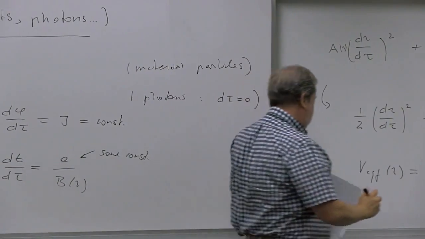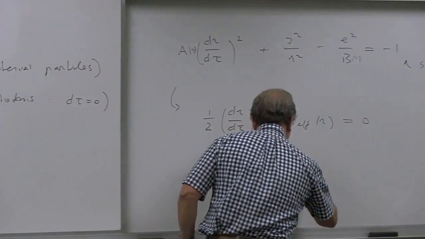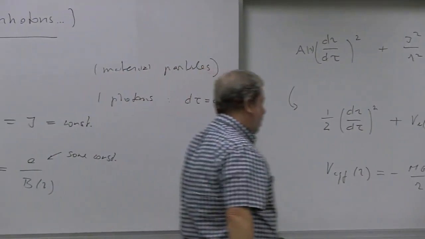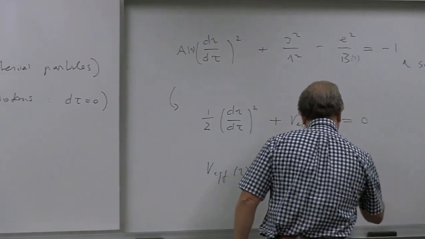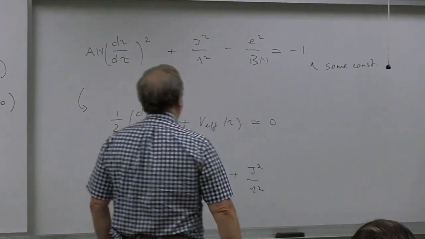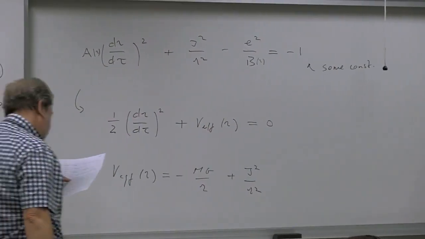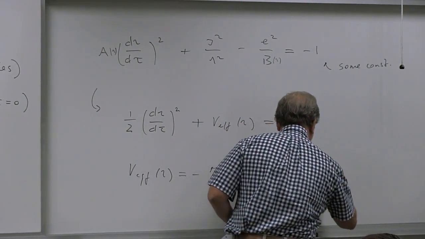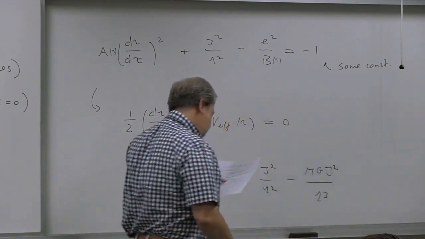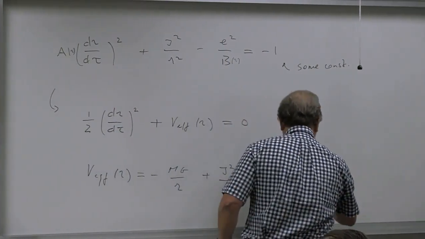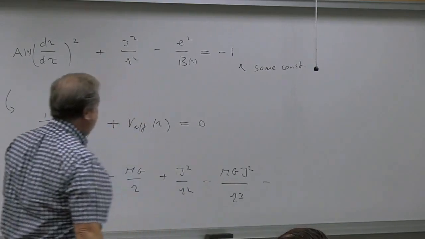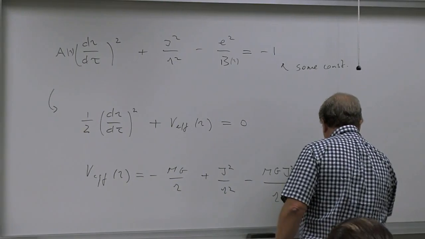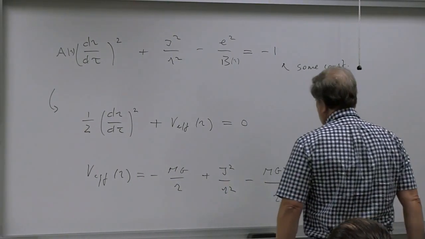So V effective is equal to minus MG over r, which is the standard Newtonian potential. Then we have the centrifugal barrier term, plus j squared over 2 r squared, which is what appears up there already. And then a new correction, which is minus MG times j squared divided by r cubed. And then this constant, because we chose not to put it in this equation explicitly, we can add on: E squared minus 1 divided by 2.